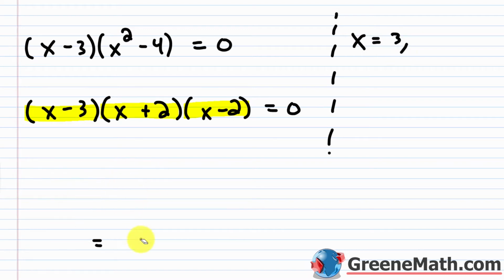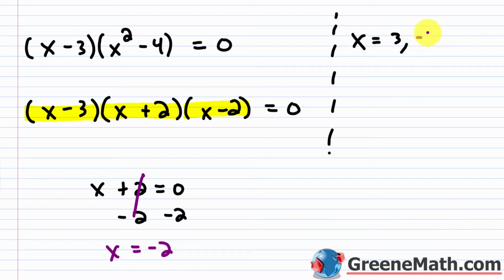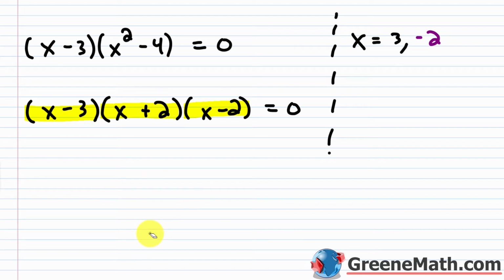Another solution, we have x plus 2 is equal to 0. Subtract 2 away from each side of the equation. This cancels. You get x is equal to -2. So that's another solution. And then a lot of you can guess that the final solution is x equals 2.